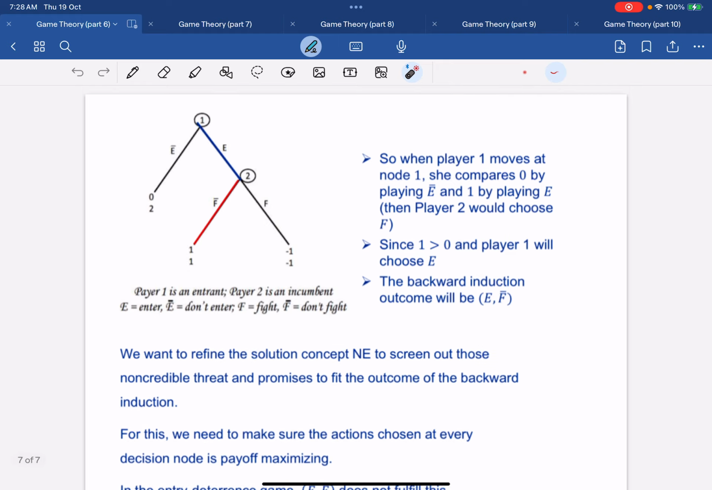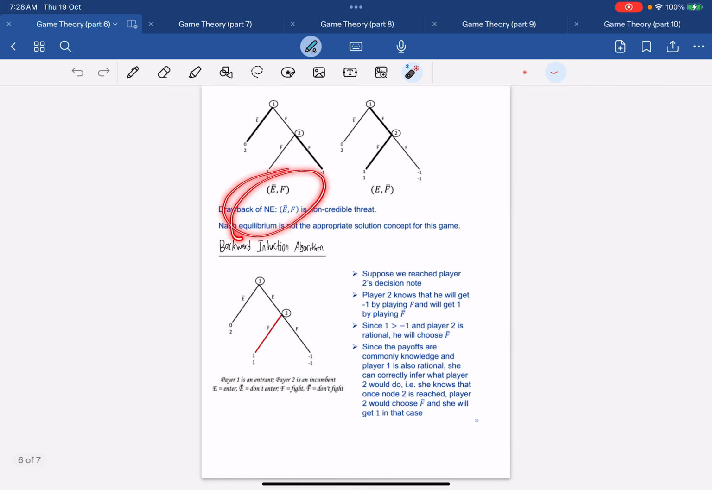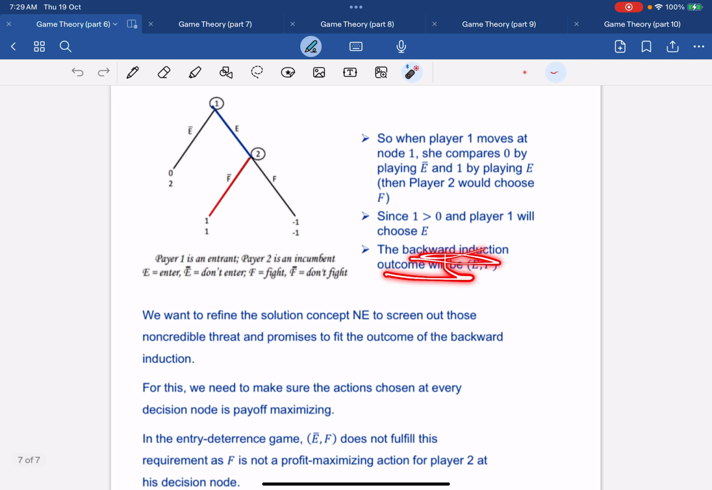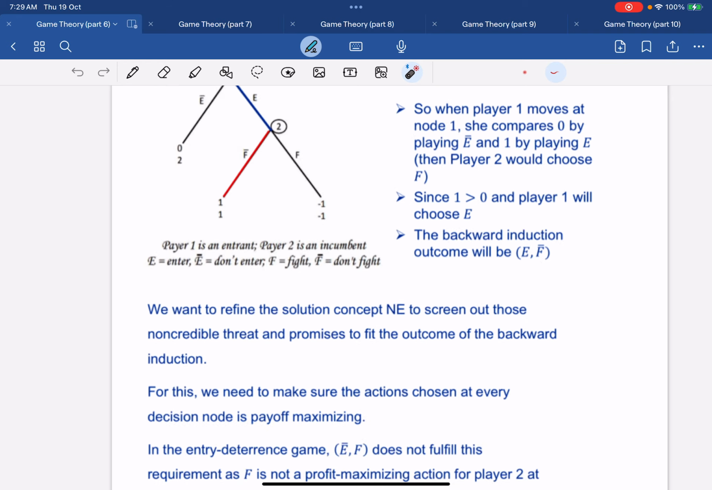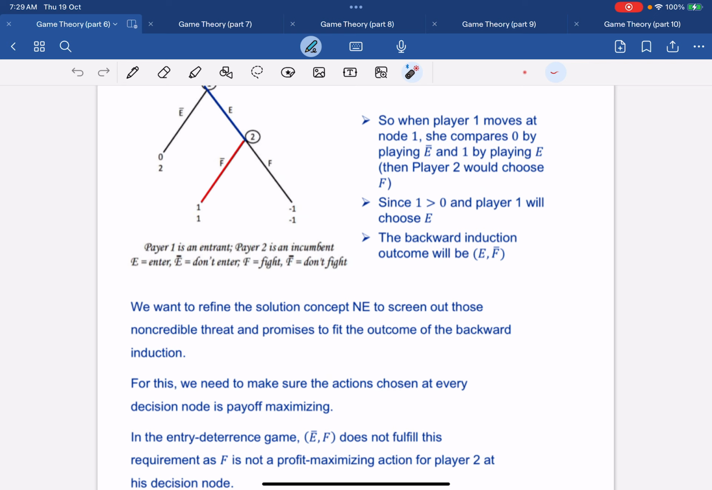Then player 1 will know that if he chooses enter, player 2 will choose not to fight. So he will definitely get 1, and if he chooses don't enter, then he'll get 0. So in this sense, he will obviously choose enter and don't fight, which is one of the Nash equilibria, the non-credible threat version. So this is known as the backwards induction outcome, and this is what we will be using for understanding sequential games more.